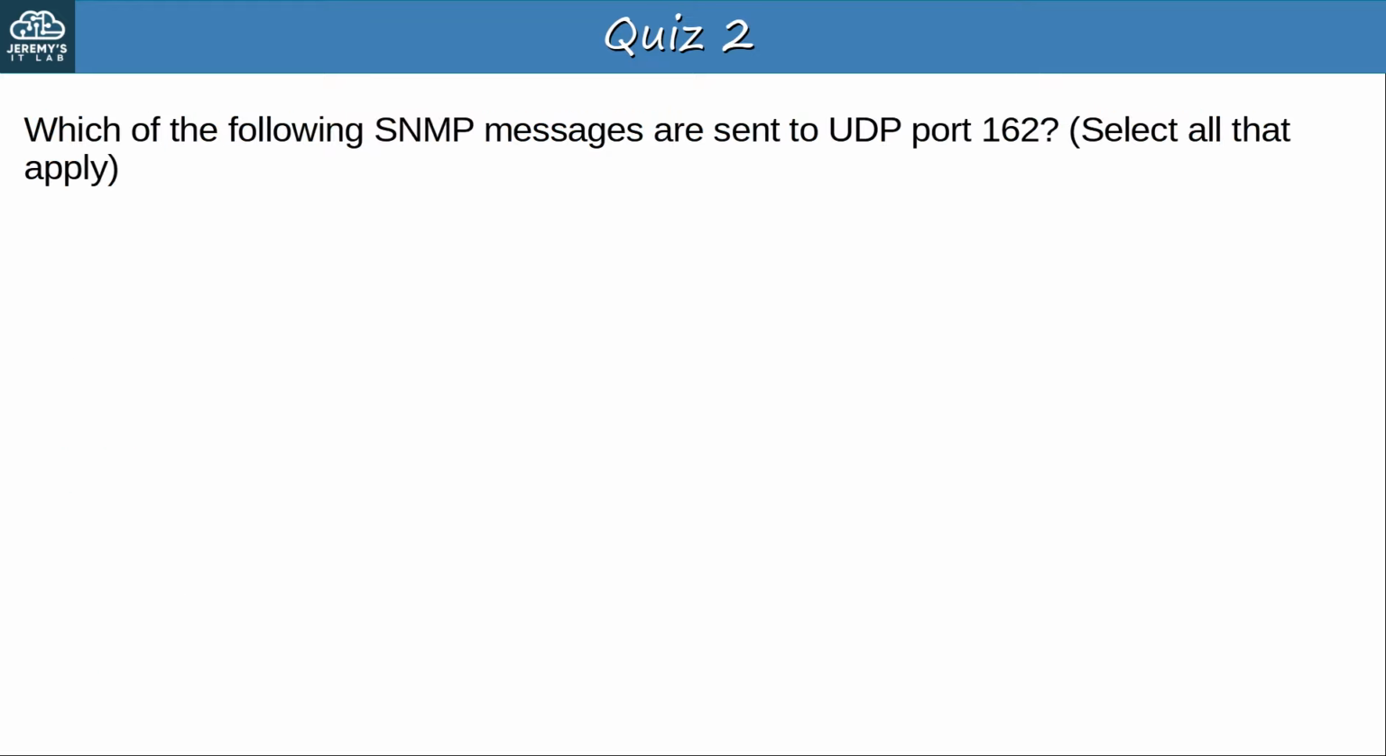Which of the following SNMP messages are sent to UDP port 162? Select all that apply. Here are the options. Pause the video to think about your answers.